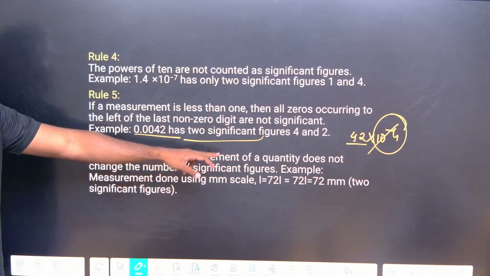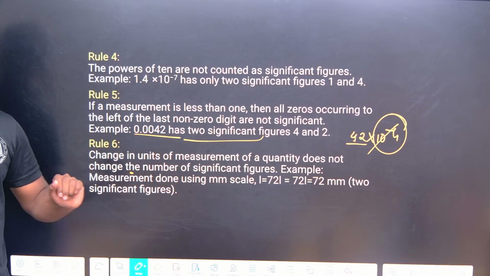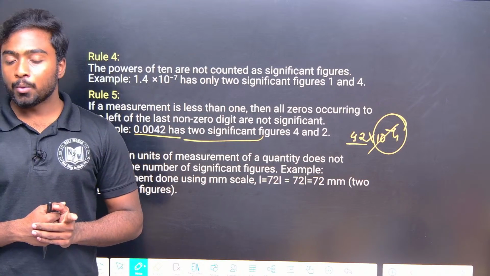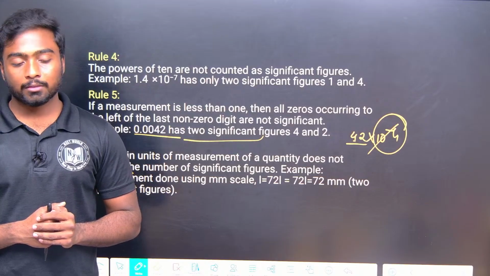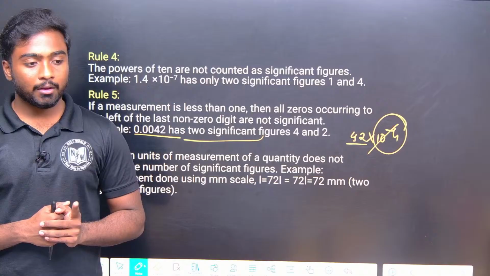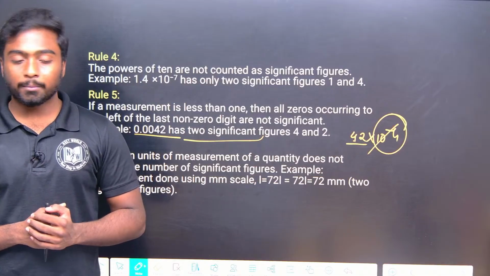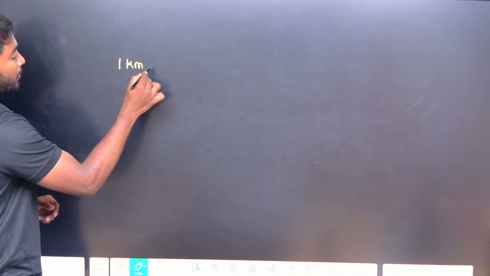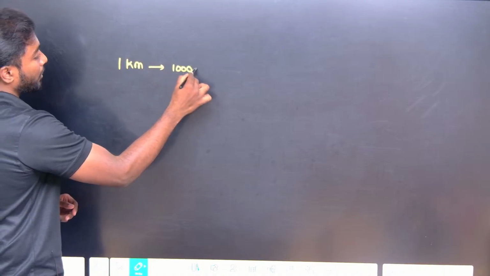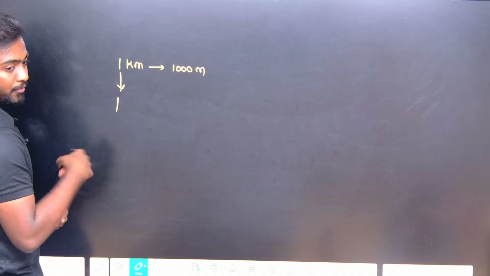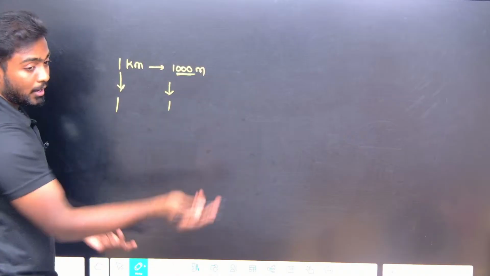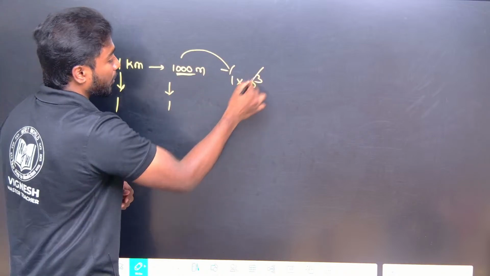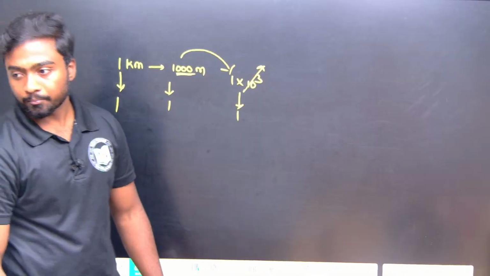Change in units of measurement of a quantity does not change the number of significant figures. Suppose 1 kilometer is there. If I convert 1 kilometer to meters, how many meters? 1000 meters. 1 kilometer has how many significant figures? 1. So 1000 meters? 1. So here also 1. This 0 I should not count, which is nothing but 1 into 10 power 3. Exponents are not counted. Only 1 significant figure is there.